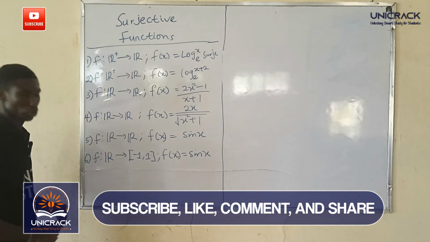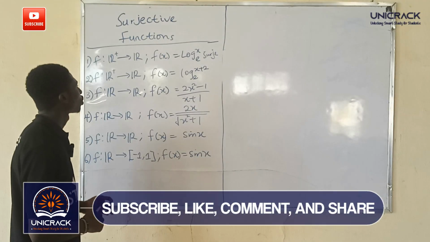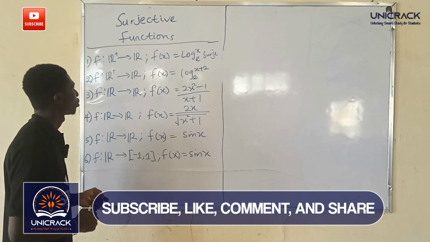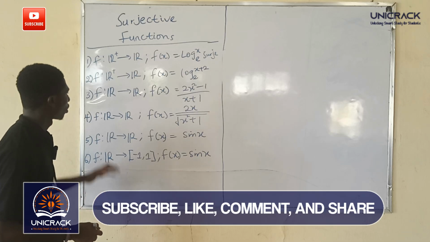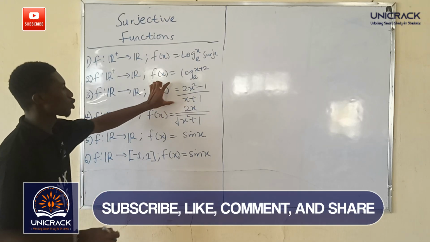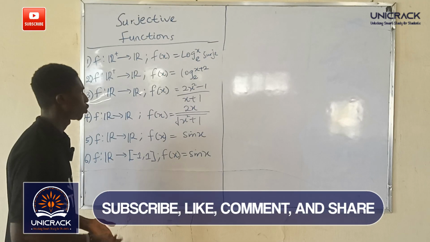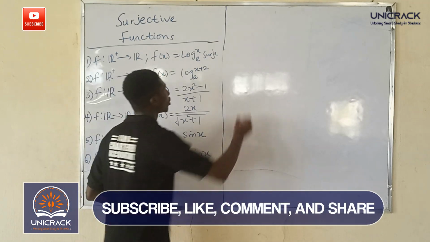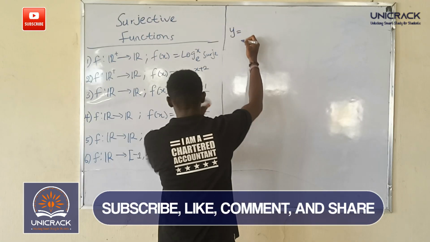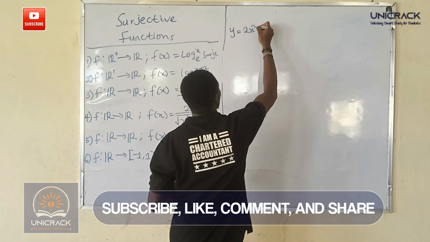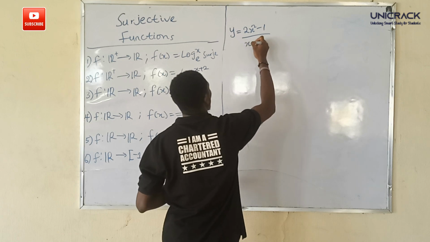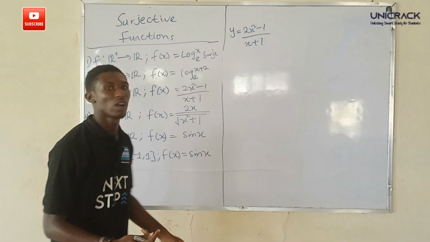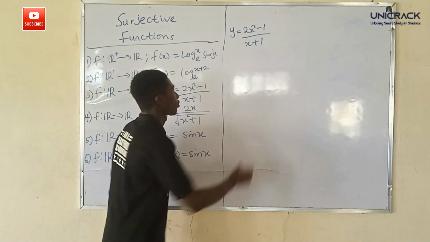Now heading to the third example or question we have here, we are to find also the range of this function. So the same principle will follow, the same method. You say y is equal to what? 2x squared minus 1 divided by x plus 1. And since we have this, we would have to make x subject of the formula.